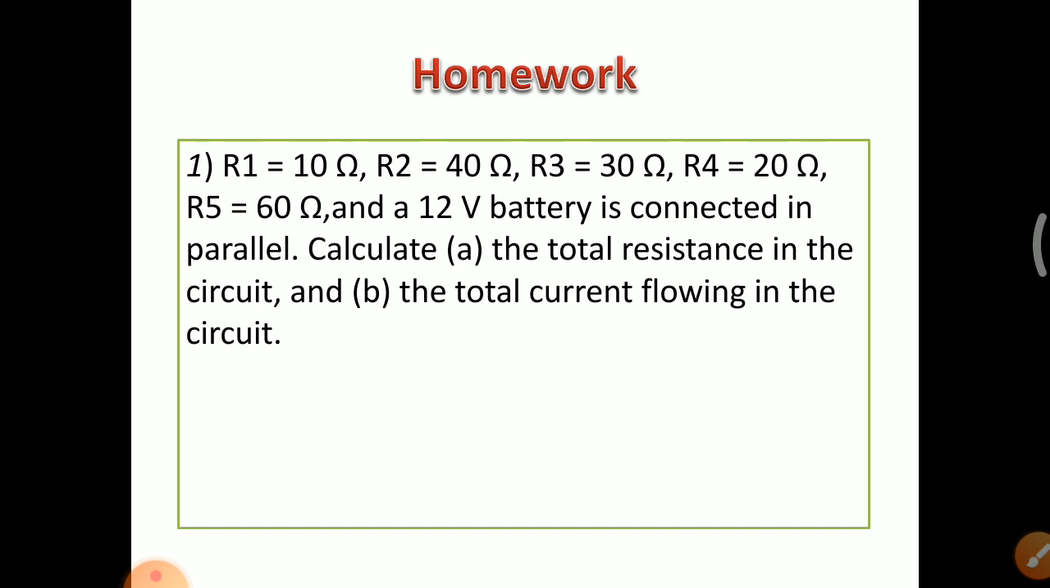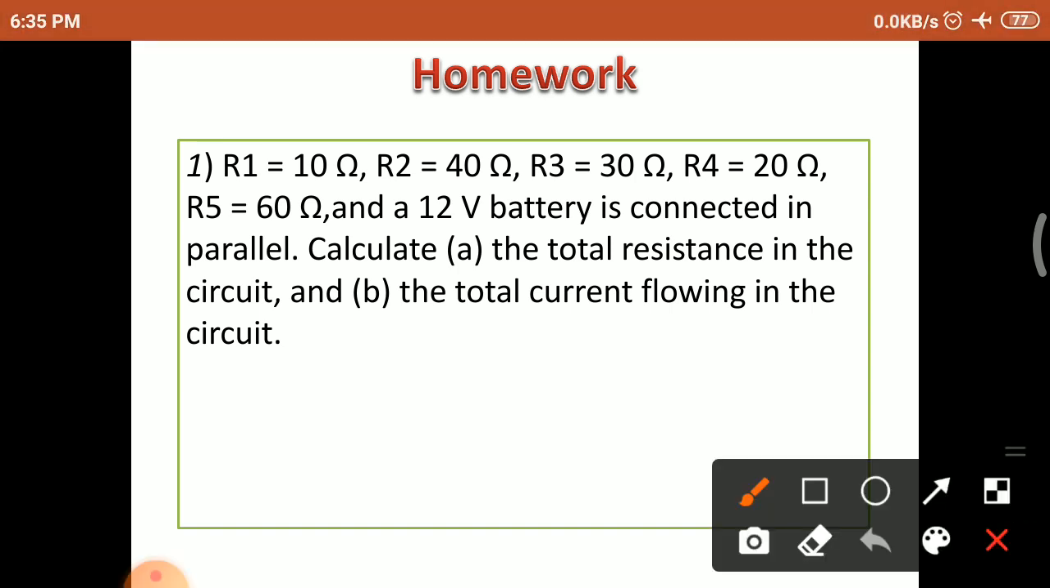You have to do this homework. R1 equal to 10 ohm, R2 equal to 40 ohm, R3 equal to 30 ohm, R4 equal to 20 ohm, R5 equal to 60 ohm, and a 12 volt battery is connected in parallel. You have to make a parallel connection. Find the total resistance in the circuit and the total current flowing in the circuit. Calculate the total resistance using the 1 by Rp formula, and then calculate the total current I.